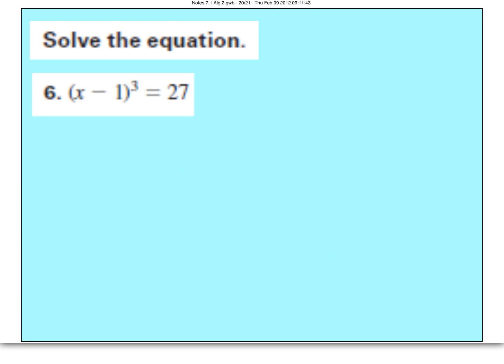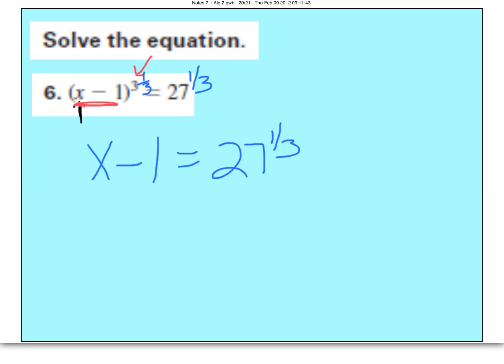Let's look at another one. Now, to start off, I have to get x by itself. We have to move the -1, and we have to move the little 3. Like before, this x minus 1 is locked into the parentheses because this little 3 is in the way. That little 3 is the furthest thing out, so to get rid of the little 3, I'm going to multiply by its reciprocal of 1/3. Which will leave me with x minus 1 equals 27 to the 1/3 power.